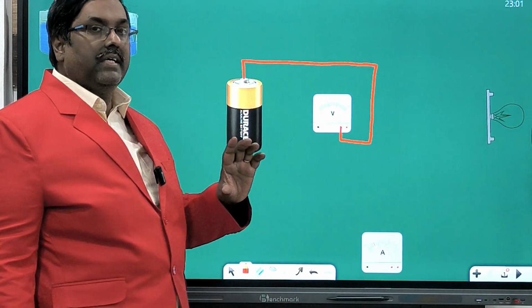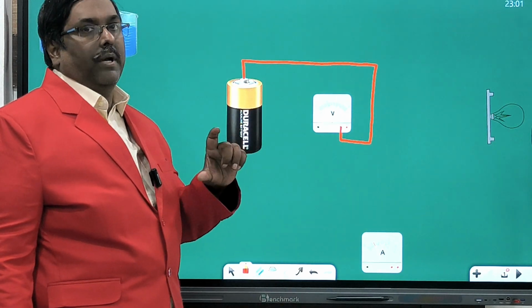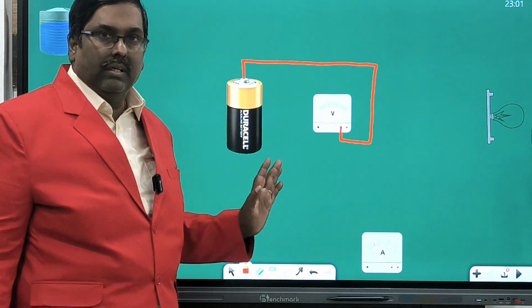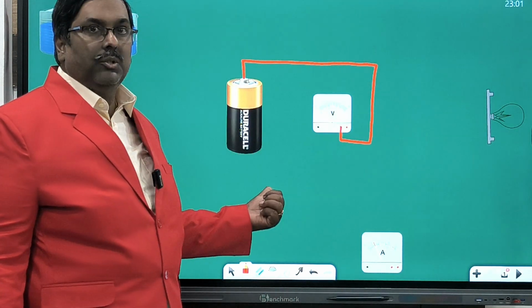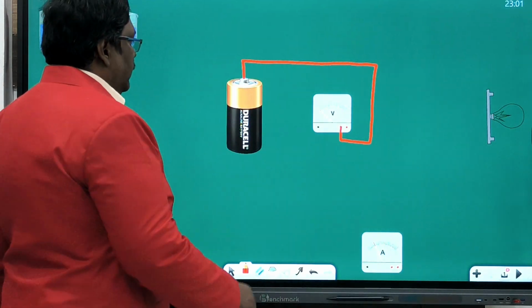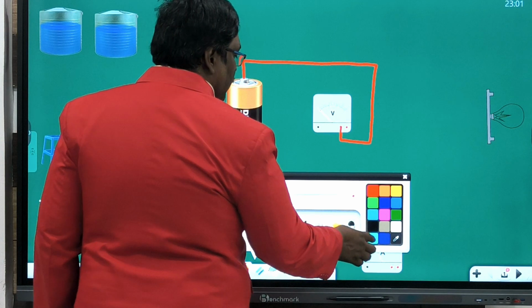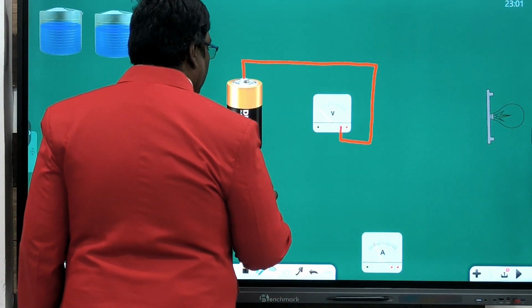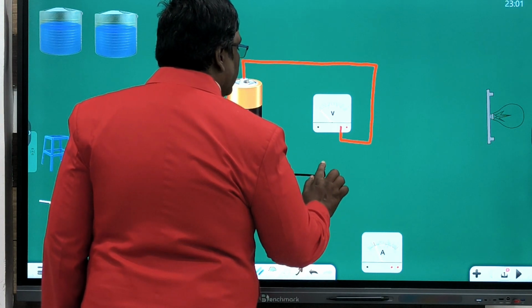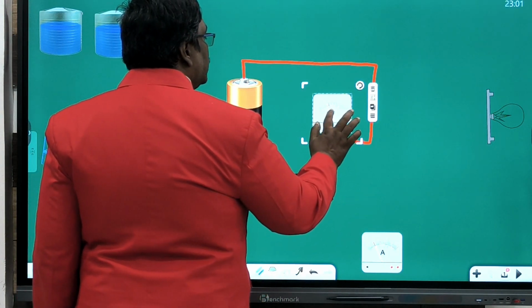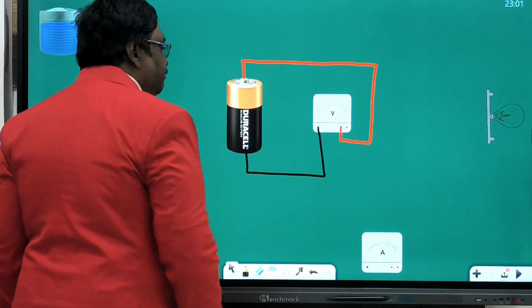The potential difference means you have to have a reference point, the difference between 2 points. So with 1 point you cannot measure the voltage. You have to give the reference point from which level you have to measure the voltage. So negative is our reference level, and for the reference level I will take black color. Like this. Now voltage is showing 1.5 volt.